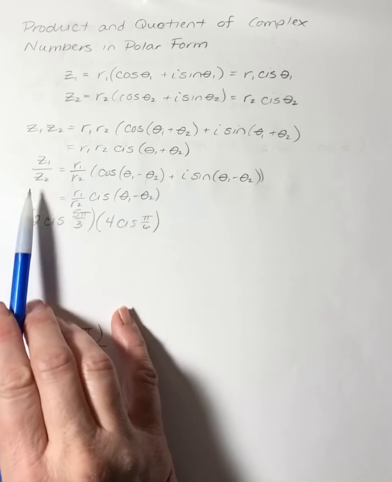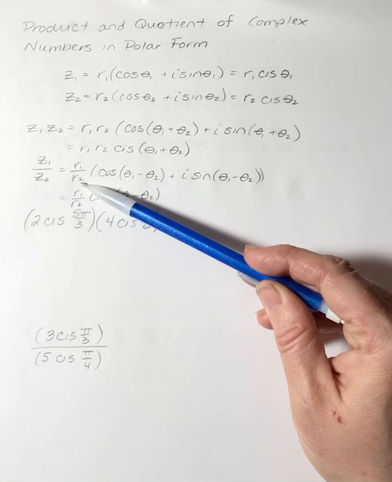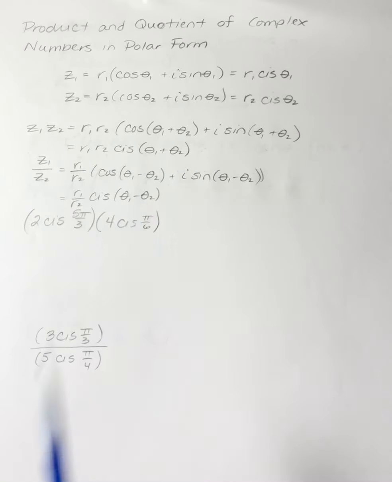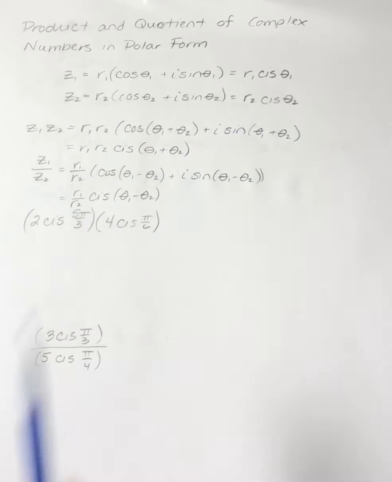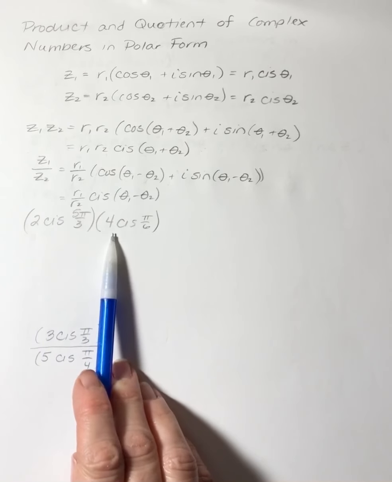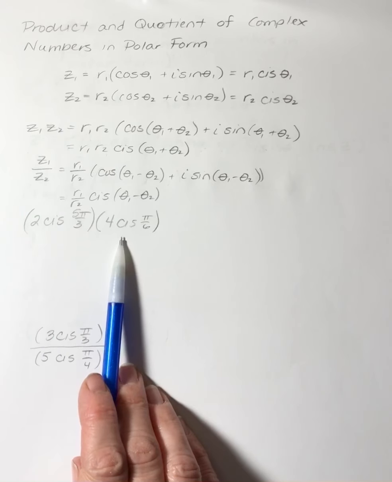Dividing two complex numbers, I divide my moduli and I subtract my arguments, okay? And I put these in written out or abbreviated form for all of those. And again, the abbreviated form is not going to be in your textbook. So, if you are given two complex numbers in polar form, you don't have to convert them to rectangular form to multiply them.